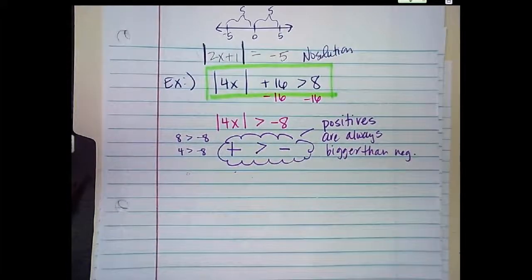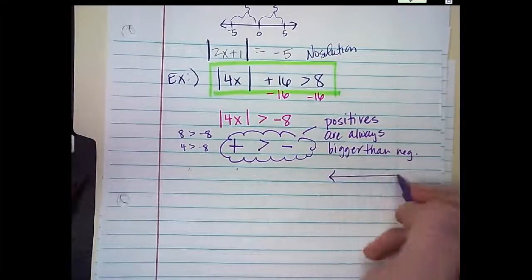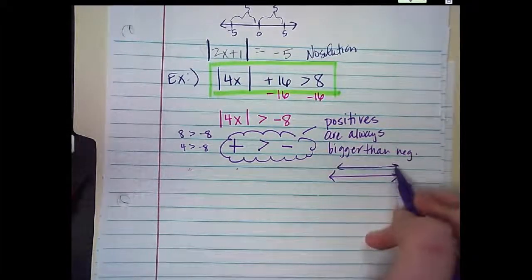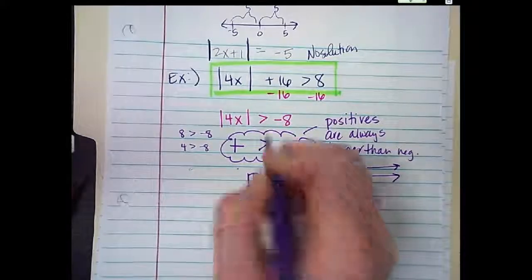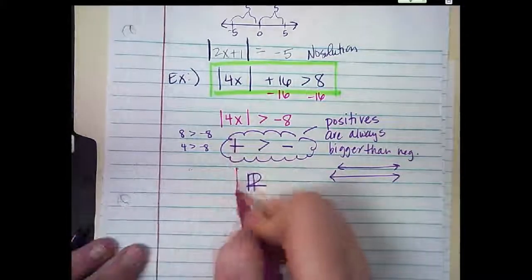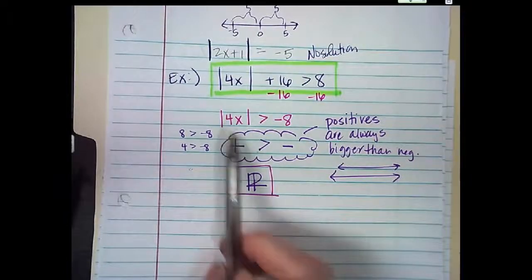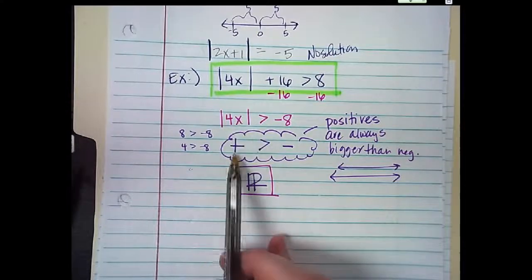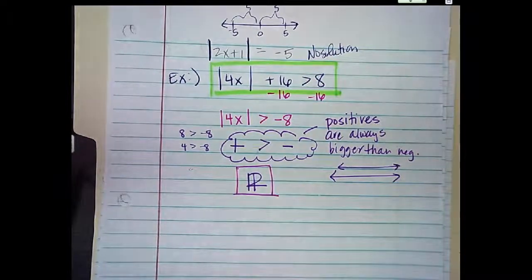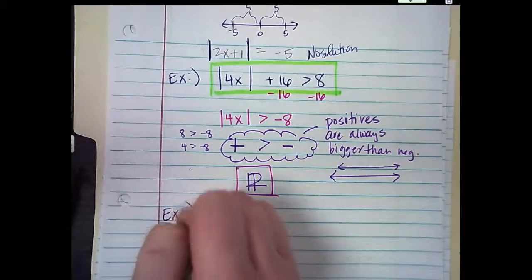Positives are always bigger than negatives, so any number will work. If you were doing your number line, you would graph literally the whole thing, but your solution is all real numbers. So when the isolated absolute value equals a negative, or is greater than a negative, or is less than a negative, something is going to happen that's different than your normal solutions. We're going to do less than right now. If this is greater than, plug in some numbers if you want, and see that positives are bigger than negatives. That's always true. Then let's do a different one.